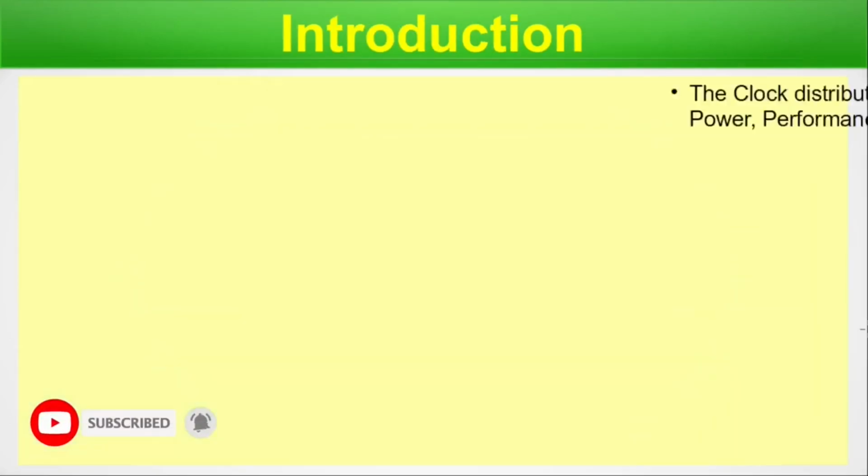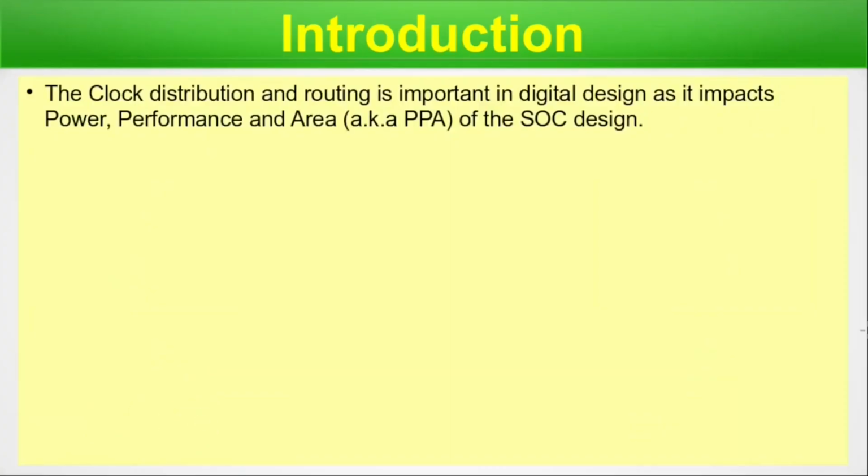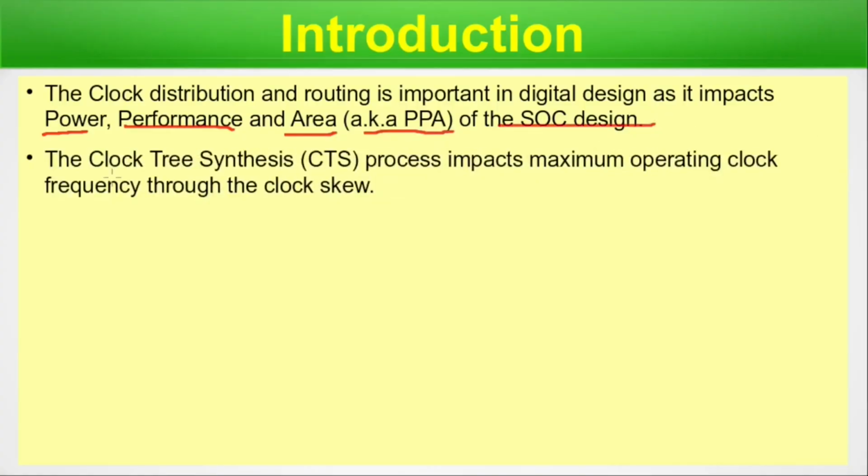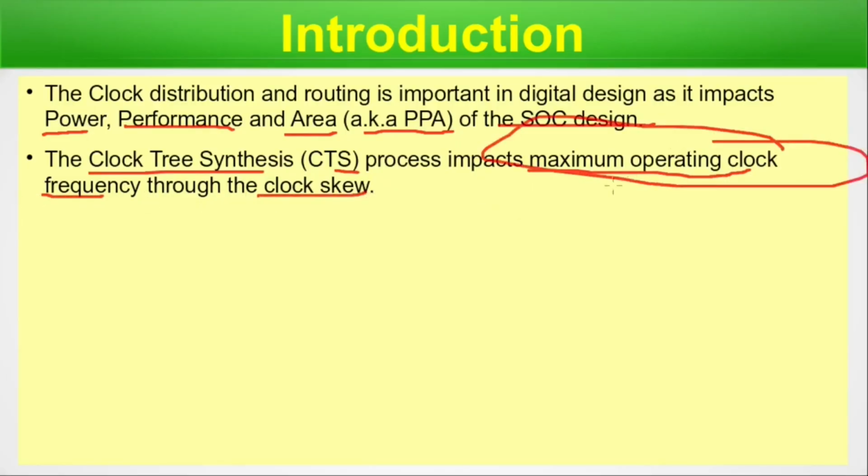Introduction. The clock distribution and routing is important in digital design as it impacts power, performance and area, sometimes known as PPA of the SoC design. Next, the clock tree synthesis (CTS) process impacts maximum operating clock frequency due to the clock skew. What is a maximum operating clock frequency? It's nothing but the frequency at which your design, when it is in chip, can operate.